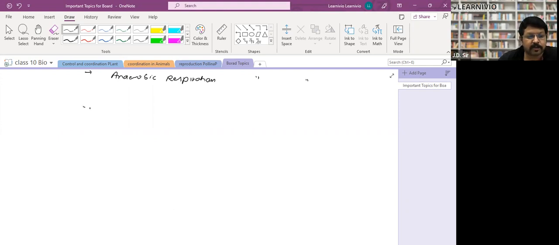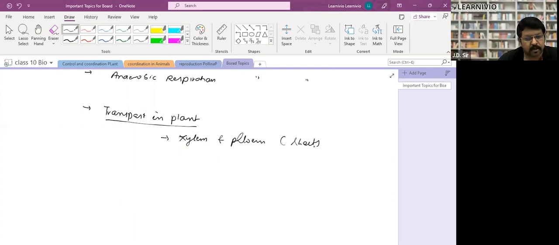When we talk about transport in plants, what can be the important question? Xylem and phloem. What are the xylem and the types of xylem? If they ask you this question, that will be a short question. Please write down the types of xylem, write down the types of phloem. That can be a short question.